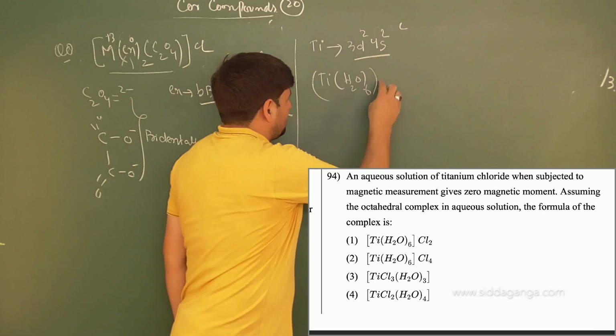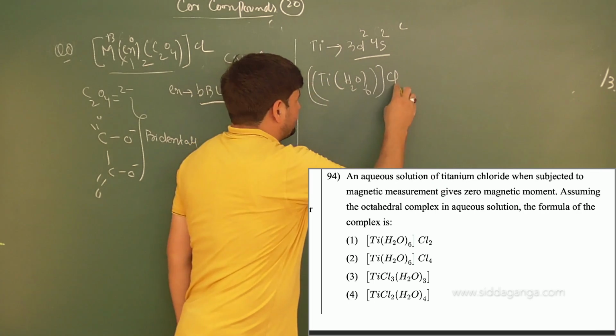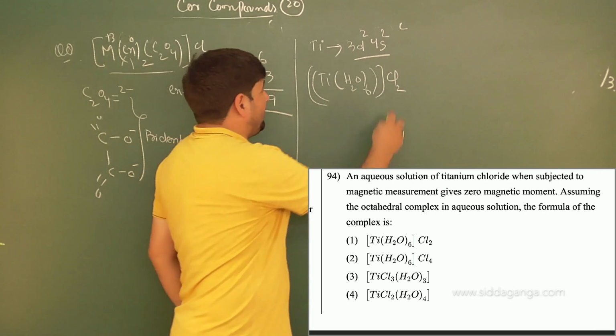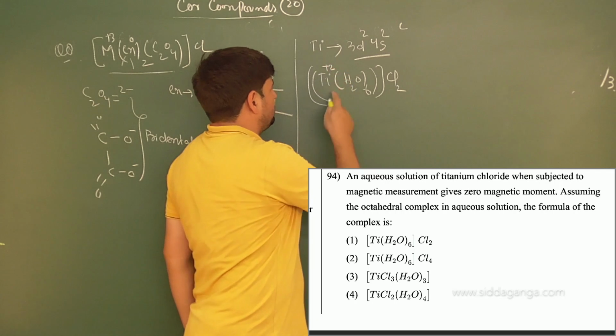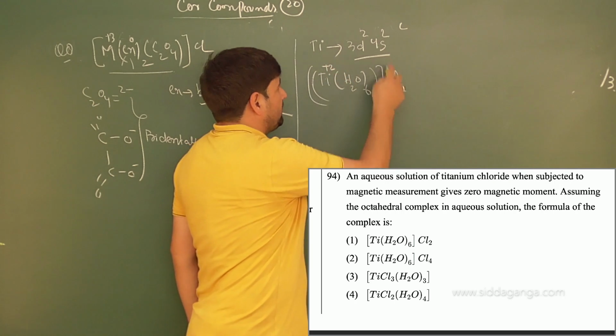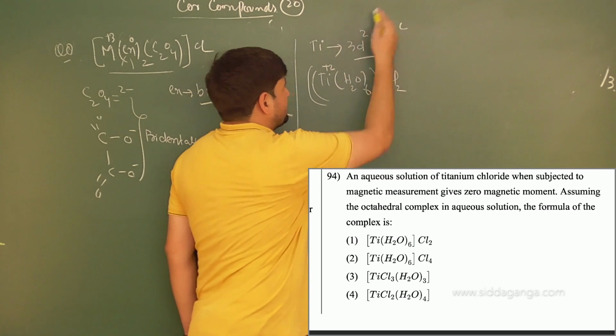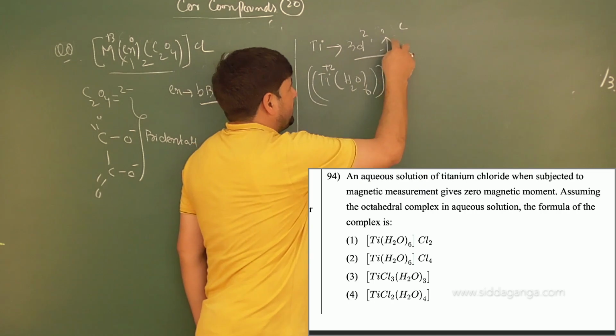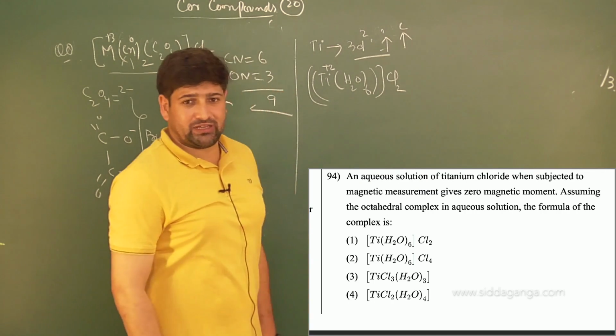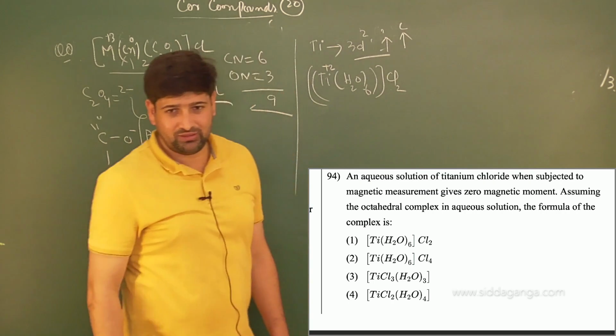Ti(H2O)6, coordination sphere closes, Cl2. Here the number of electrons lost by titanium should be 2, which are gained by chlorine. Both of these s electrons will be lost. d will have 2 electrons and both the electrons in the 5 orbitals will remain unpaired. So the first is not the correct option.